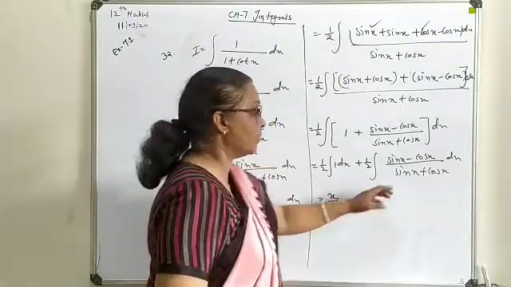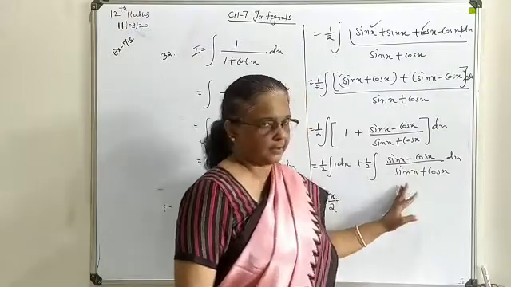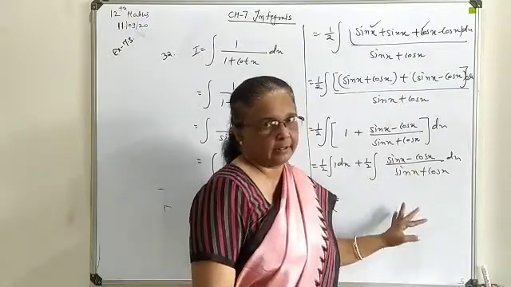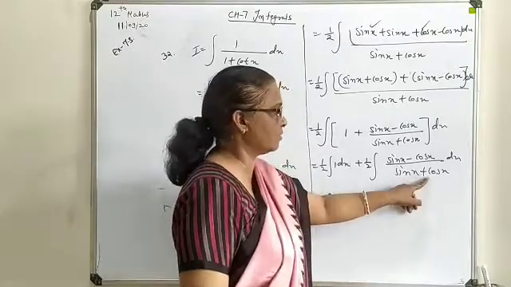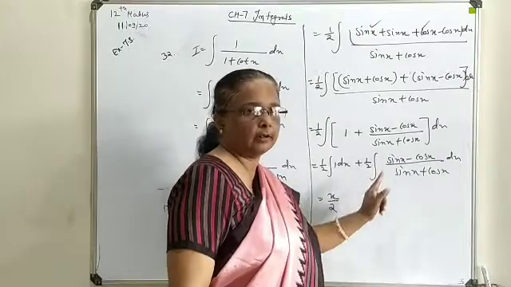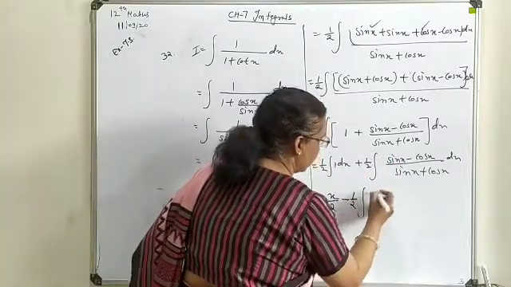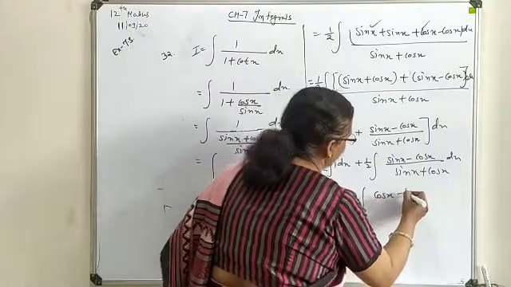Secondly, suppose this denominator term, sin x plus cos x, as t. On writing its derivative, what will you have? Cos x minus sin x. So here we have a difference in sign. So take this minus sign outside and then generate the required form.